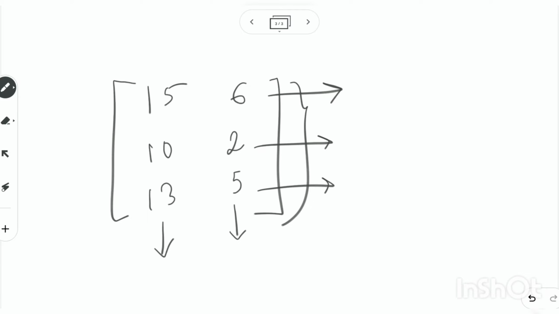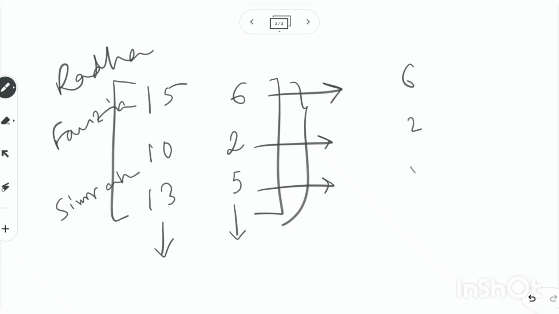So how can we write it? This is basically the first arrangement. The entries in the first column represent the number of notebooks possessed by Radha, Fauzia and Simran, right? And the second column represents the number of pens. This is the number of pens, 6, 2 and 5, and this is the number of notebooks. Okay, so this is also an example of matrices.